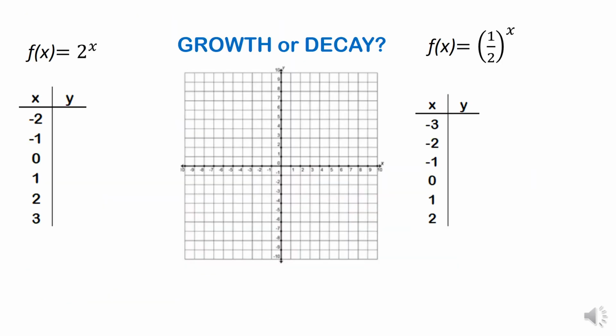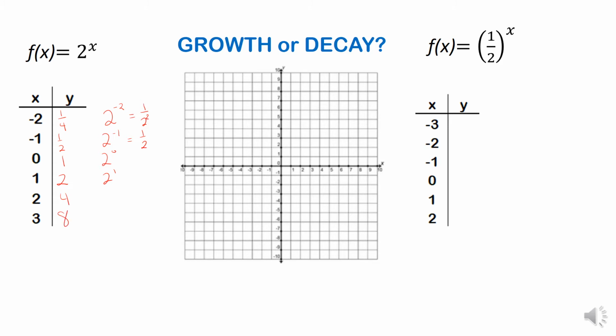Okay, so this is just an example of what you can expect. When you're given an equation like this, you're going to solve it by going 2 to the negative 2, which means you have to flip it, so it's 1 over 2 squared, so the answer is 1/4. 2 to the negative 1 is 1 over 2, so it's 1/2. 2 to the 0 is 1, 2 to the 1 is 2, 2 squared is 4, and 2 cubed is 8. So I'm going to graph that.